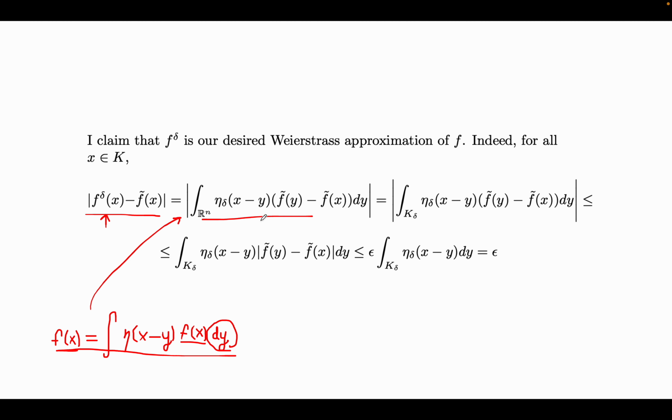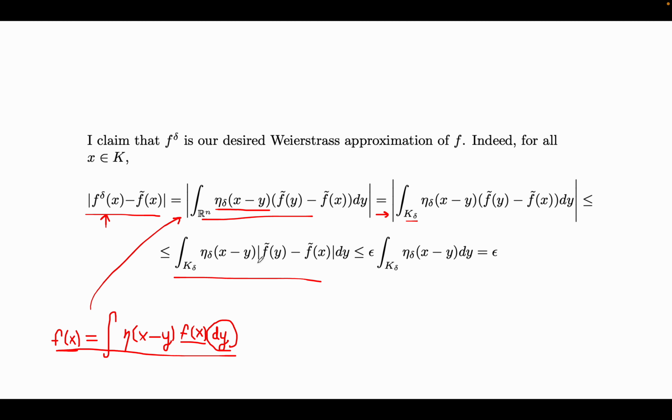The next step is we recognize by our construction of k delta, again, the support of eta delta of x minus y, no matter what x is, is always going to be contained in k delta. Therefore, since eta delta is 0 outside of k delta, we might as well just choose the integral to be over k delta, and that's this next step here. Finally, we use the triangle inequality for integrals, which says that I can bring the absolute value inside of the integral and bound it above. So that's just the triangle inequality for integrals here.